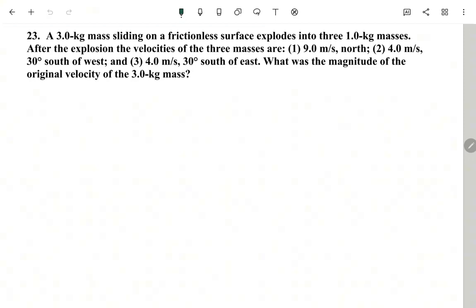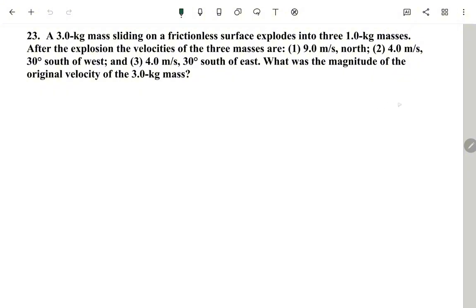A 3 kilogram mass sliding on a frictionless surface explodes into 3 1 kilogram masses. After the explosion, the velocities of the 3 masses are, for the first one, 9 meters per second going north. The second one, it's 4 meters per second making 30 degrees south of west. And the third piece has a speed equal to 4 meters per second and making 30 degrees south of east. Now, what was the magnitude of the original velocity of the 3 kilogram mass?